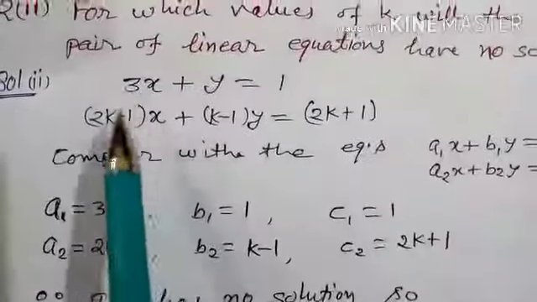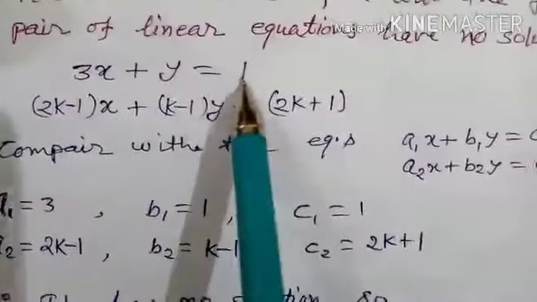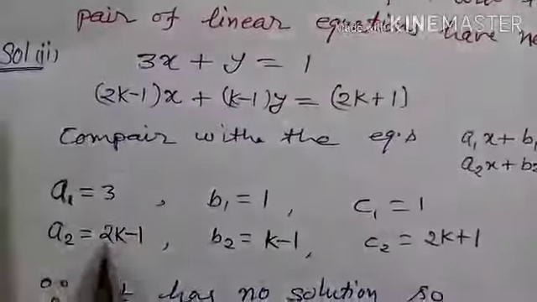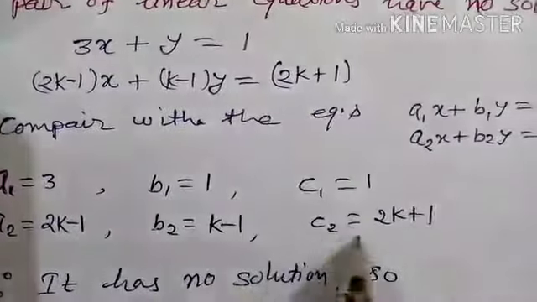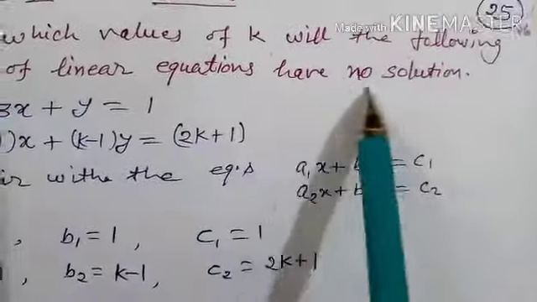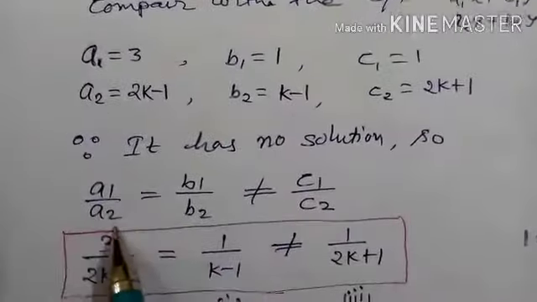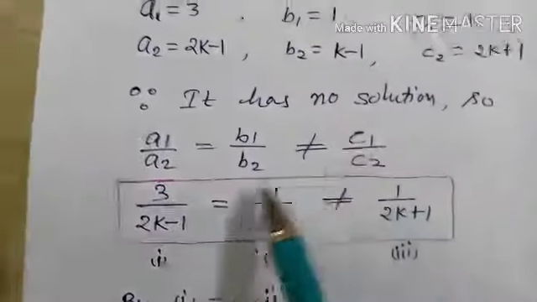So here a1 is 3, b1 is 1, coefficient of y, that is 1, and c1 also 1, a2 which is 2k minus 1, b2 that is k minus 1, and this is c2, 2k plus 1. Since our condition is the equation has no solution, a1 upon a2 is equal to b1 upon b2, and which is not equal to c1 upon c2.